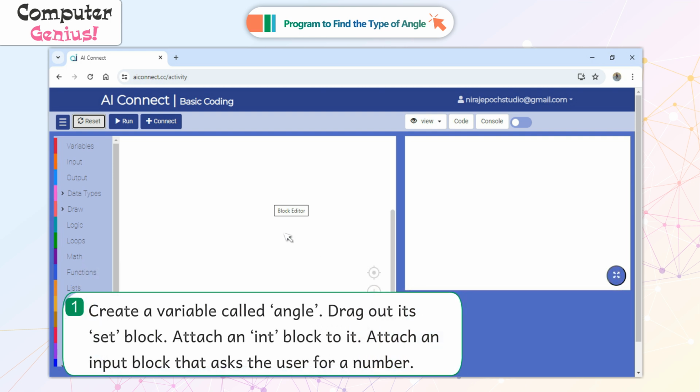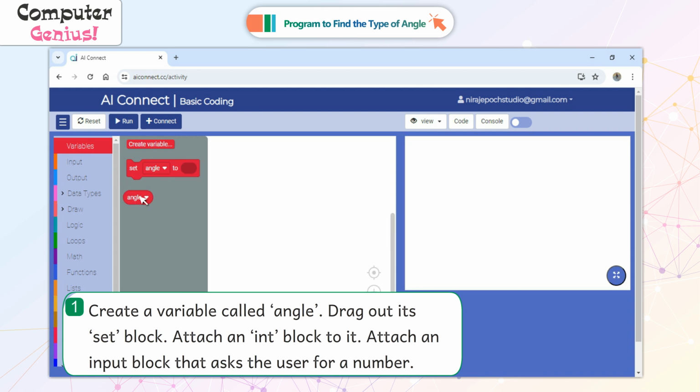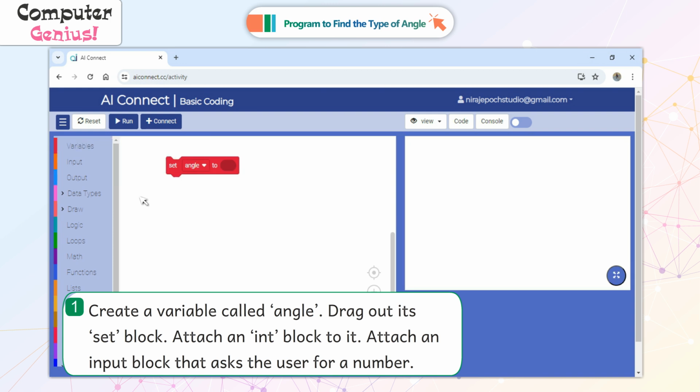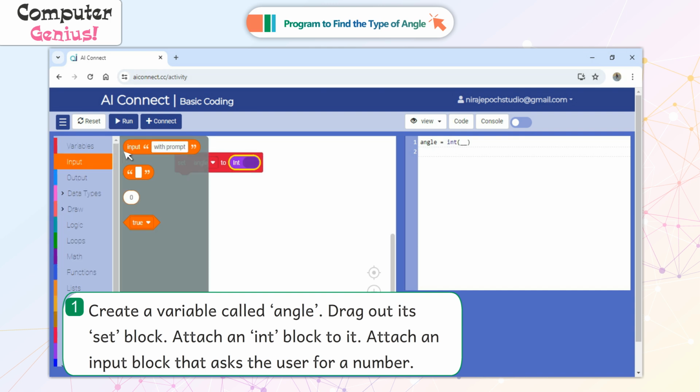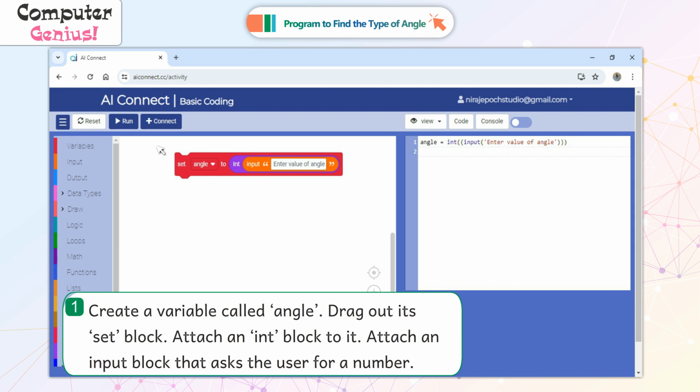Step 1. Create a variable called angle. Drag out its set block. Attach an int block to it. Attach an input block that asks the user for a number.